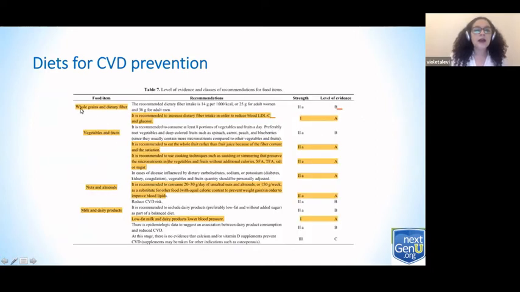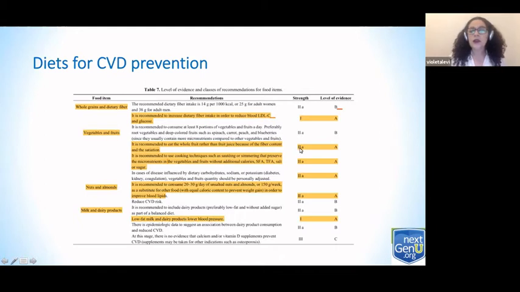And here in yellow, you can see that, for example, 1A evidence is that whole grains and dietary fiber are recommended to increase dietary fiber in order to reduce blood low density lipoproteins, cholesterol, and glucose. And also, we have 1A level of evidence saying that low-fat milk and dairy products can lower blood pressure.